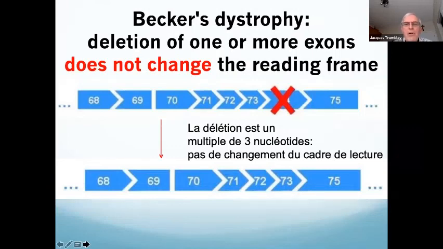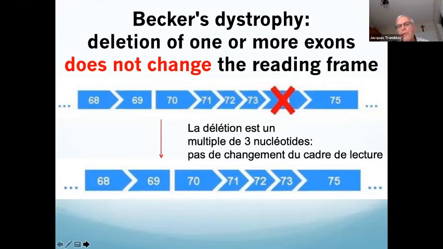Here we have an example of what's happening in the case of Becker muscular dystrophy. Becker muscular dystrophy patients also have a mutation in the dystrophin gene, but in their case, they have a deletion of one or several exons such that it doesn't change the reading frame. For example, here we have a patient that has a deletion of exon 74. Exon 73 is connected directly with exon 75, but there is no frame shift.